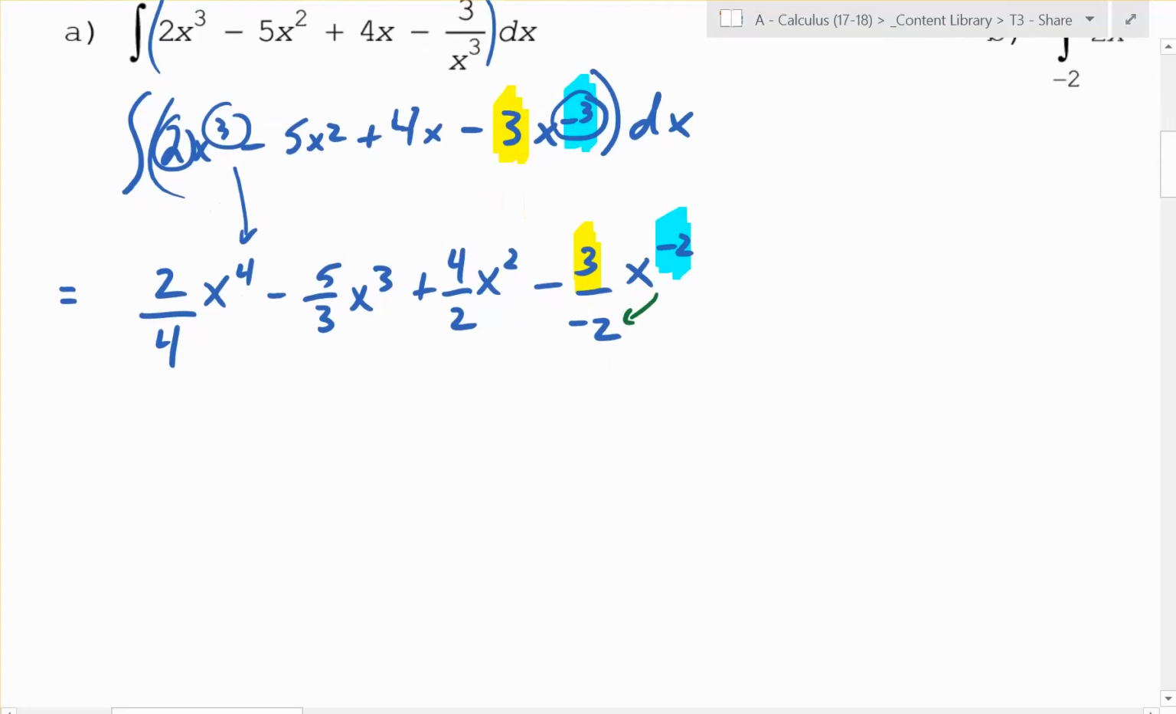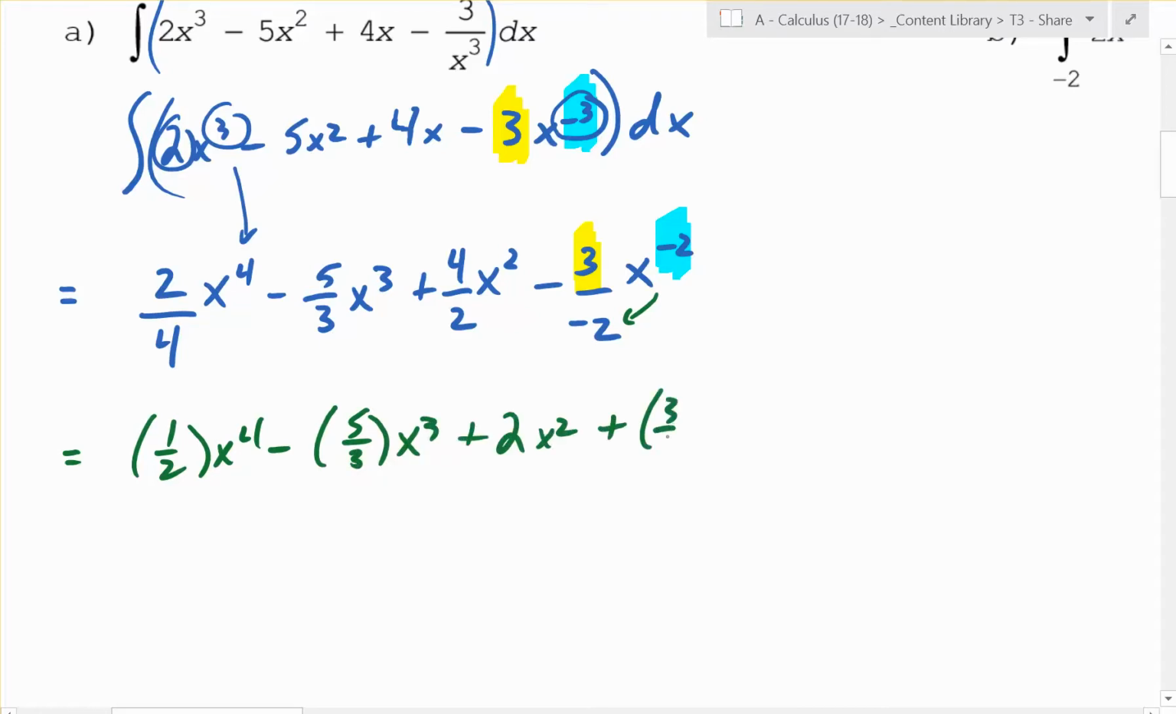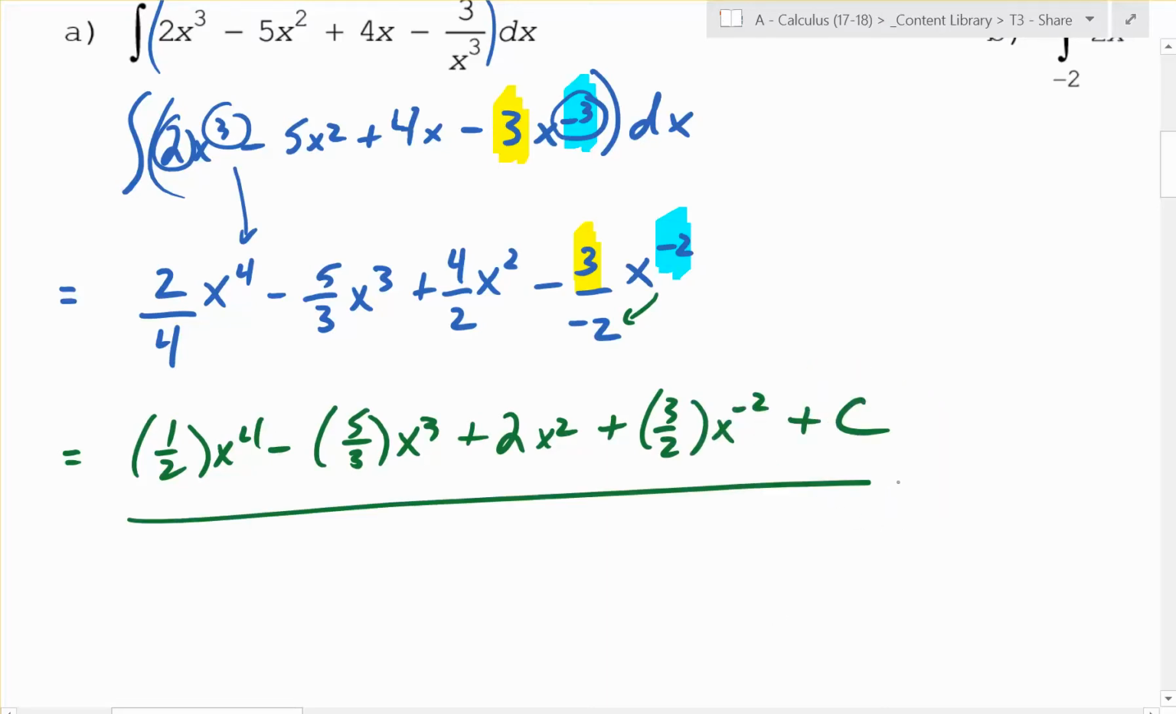So you could simplify this to be 1/2 x to the fourth minus 5 over 3 x cubed plus 2x squared plus 3 over 2 x to the negative 2 plus c. That c is really important. That constant needs to be there. This would be a great final form right there.